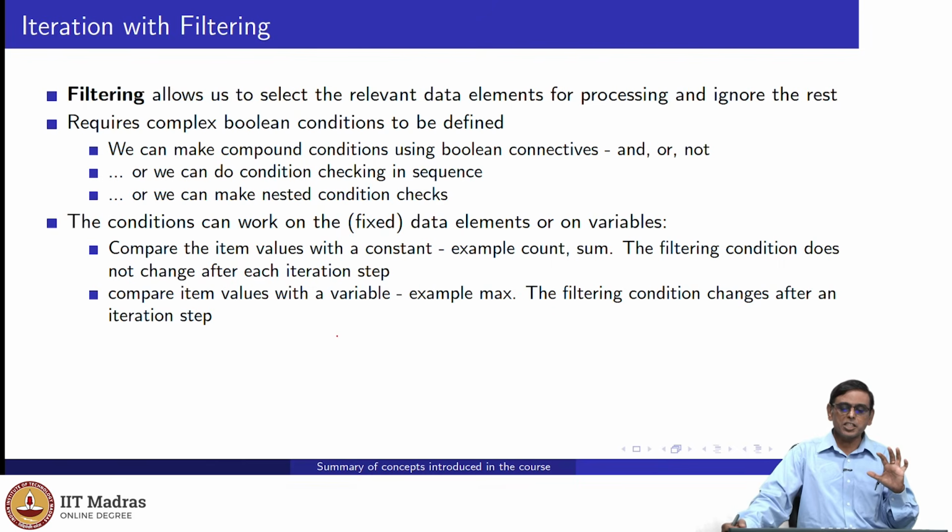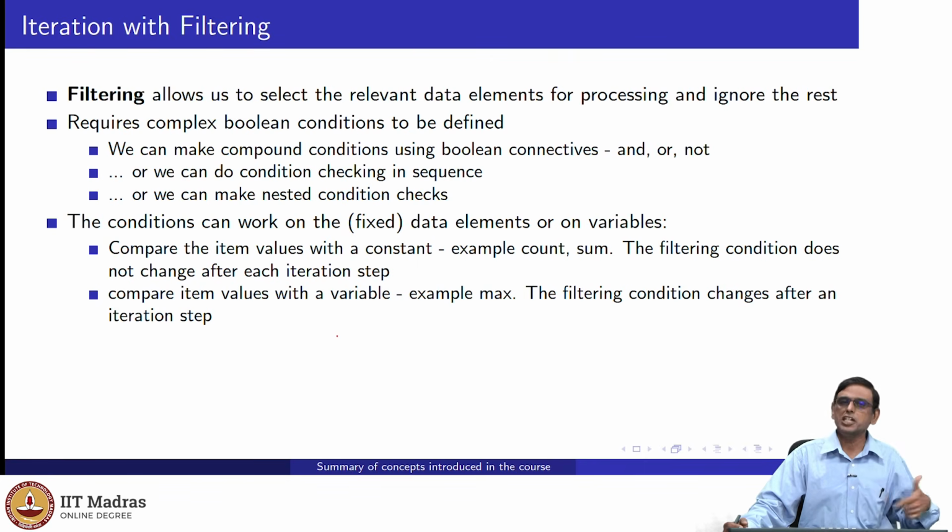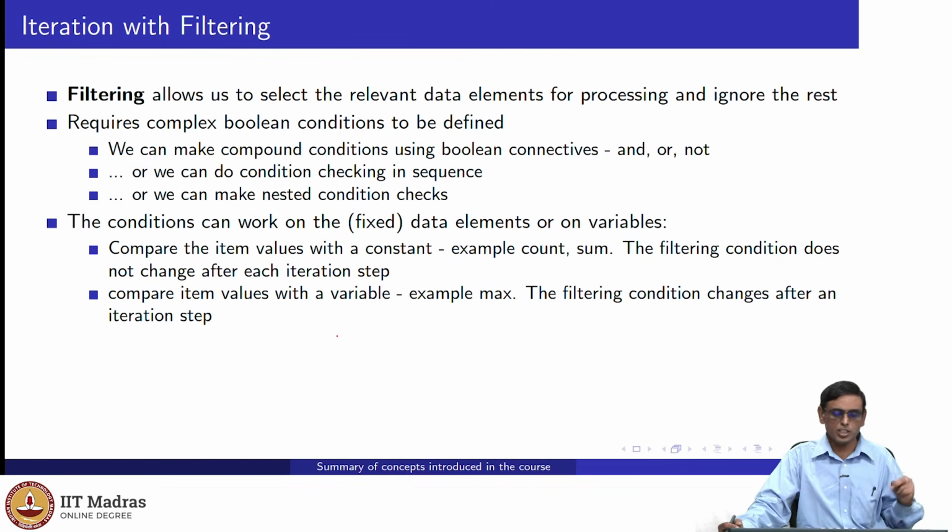Now, the filtering condition can be working on fixed data constants, or it can work on a variable. If it is constant, then the filtering condition is not changing with every iteration step. So we saw, for example, accumulation of count and sum and so on. Typically in accumulation, the filtering condition doesn't change. Whereas if you are doing something like finding a max, your filtering condition is comparing the value with the current variable value max. So that is comparing with the variable. So in this case, your filtering condition keeps changing as you proceed in the iteration.